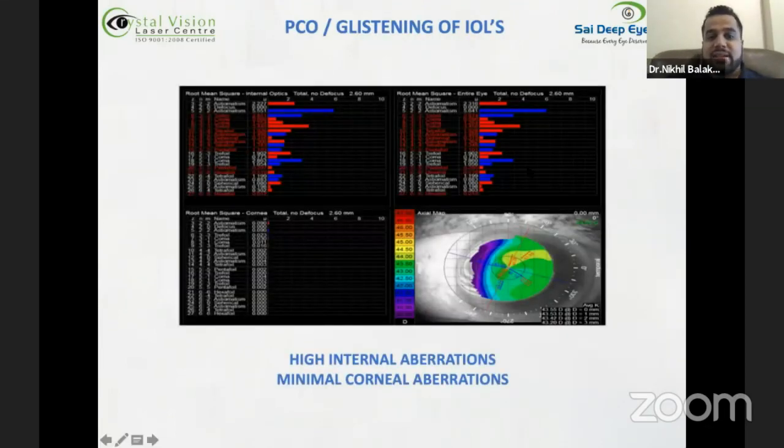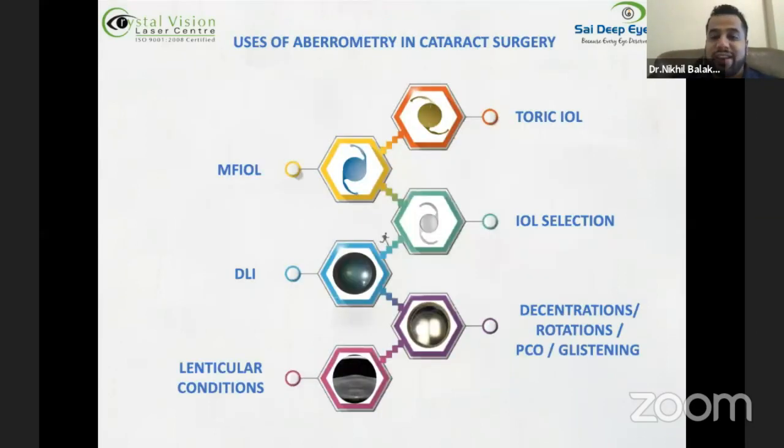In PCOs and in cases of glistenings, patients have a high amount of lenticular or internal aberrations, but minimal corneal aberrations. These patients, post a YAG, or in case of glistenings, after removal and explantation of the glistened IOL and reimplantation of a monofocal IOL, would do very well.